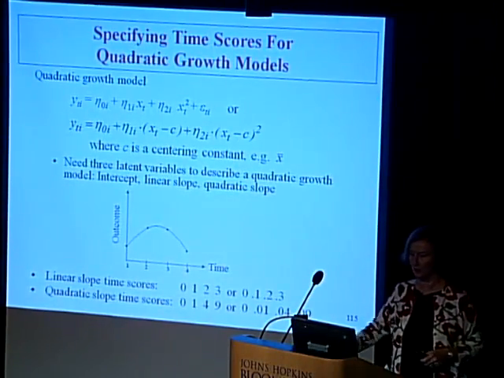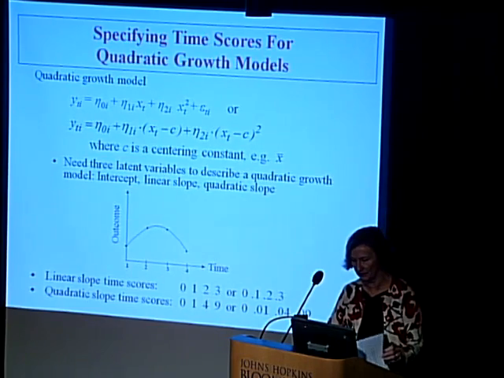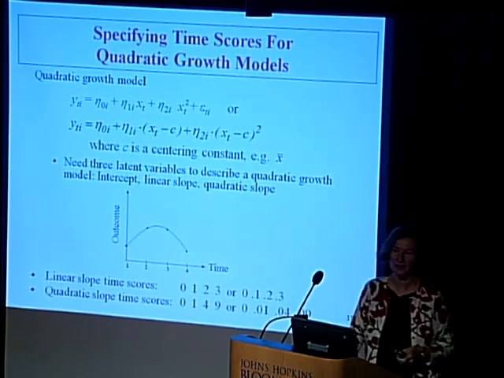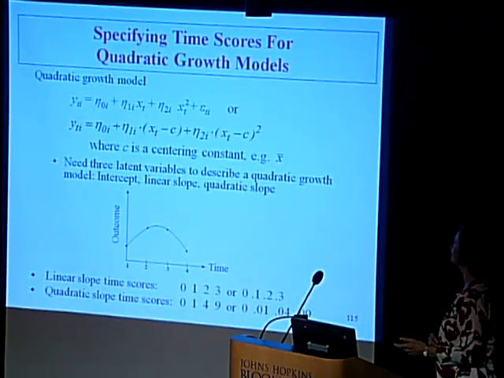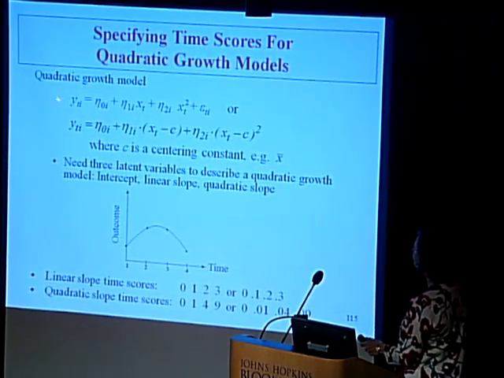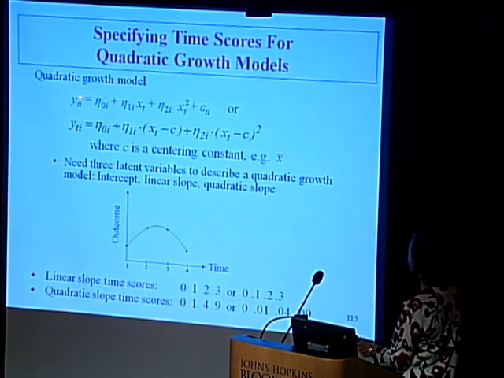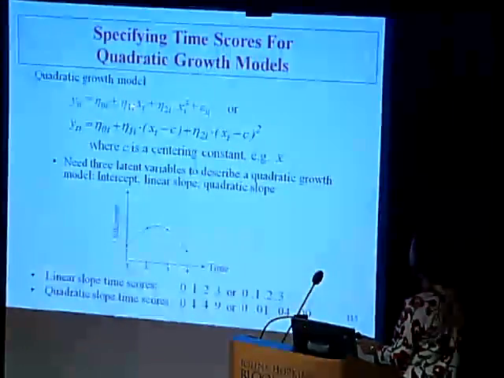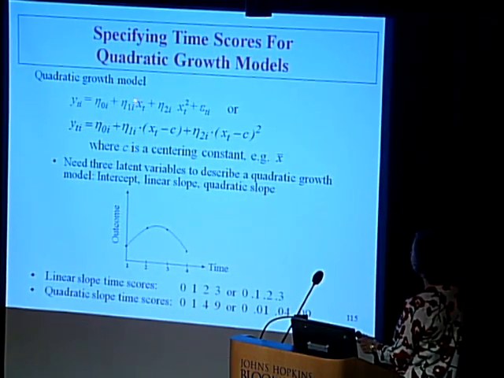Okay, so that's one way of dealing with nonlinear growth. A second way is estimating a quadratic model. So here we have a quadratic model. Our outcome is equal to our intercept growth factor plus our linear growth factor times x, the time scores, plus our quadratic growth factor times the time scores squared, plus a residual.